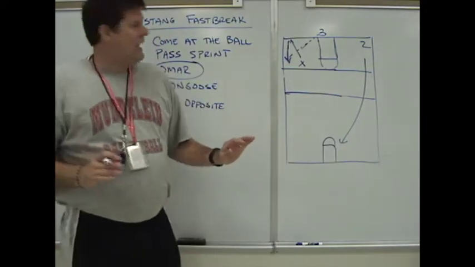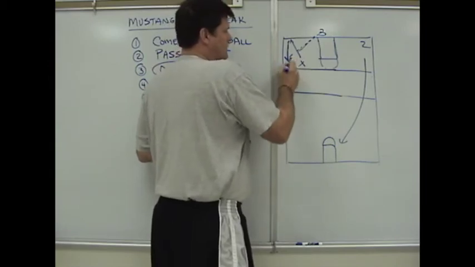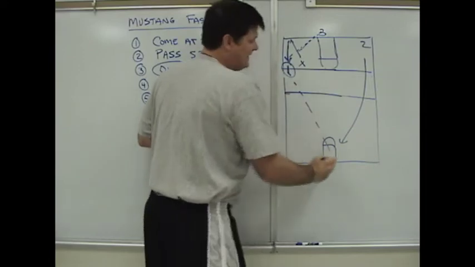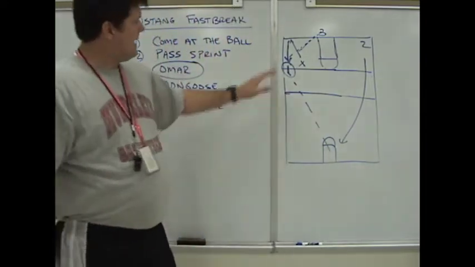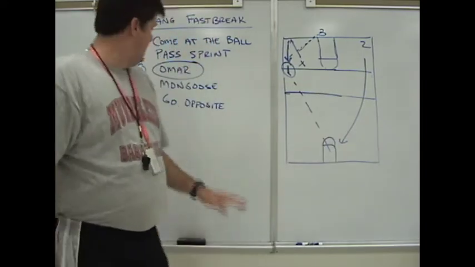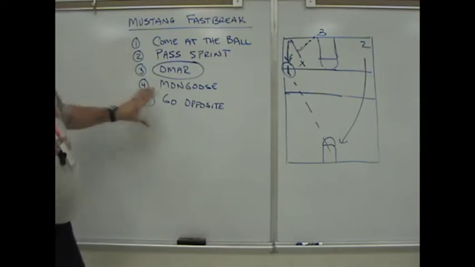throw it to me. And that signals anyone that has the ball, say we throw a mongoose right here, and 1 has the ball right here, 1 hears Omar, 1 can turn and blindly fire it towards the basket, because that means that there's somebody wide open down the floor and there's no one between them and the basket. That is Omar. And the last thing that we talk about in the fast break is go opposite.